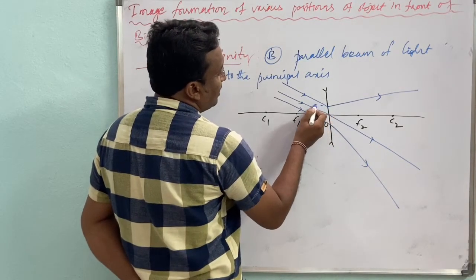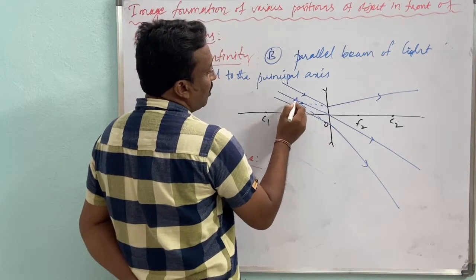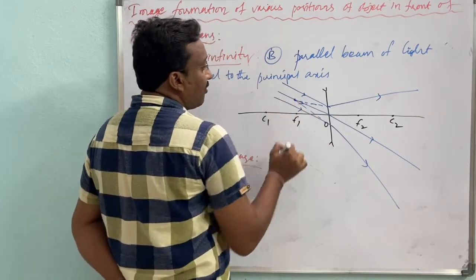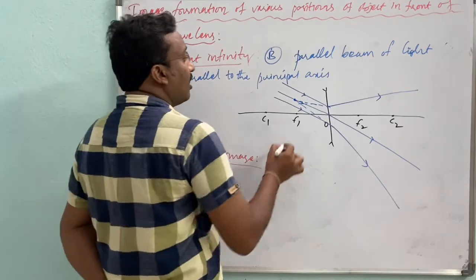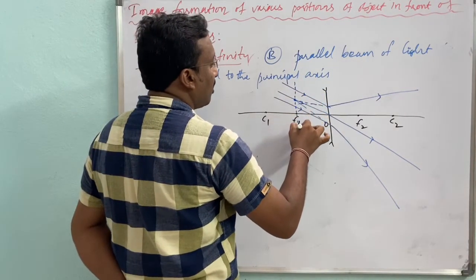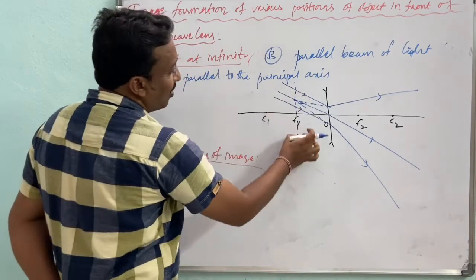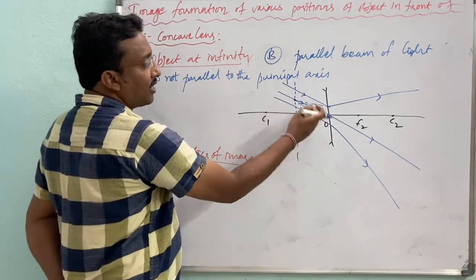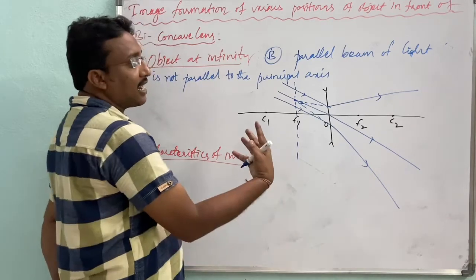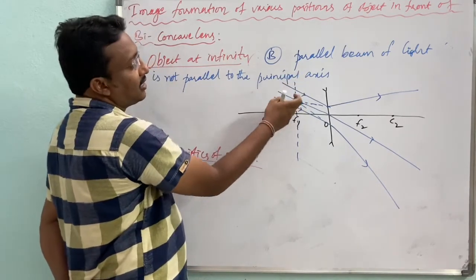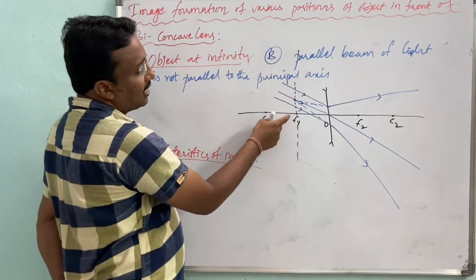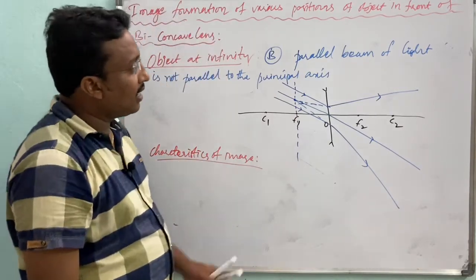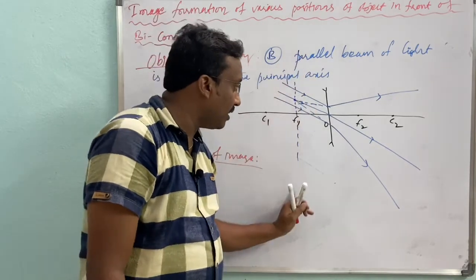Then here you can extend backward. After extension we can observe that the refracted rays meet at a point. From that point you can draw the normal to the principal axis. The drawn normal meets at a focus. Got it? From the point of intersection of refracted rays, when we extend it backward, if you draw the normal to the principal axis, then it meets at focus, then the image is formed at the focal plane. This is totally the focal plane.